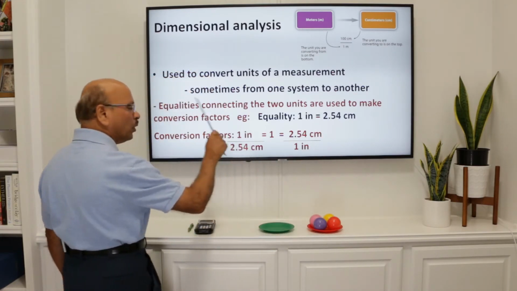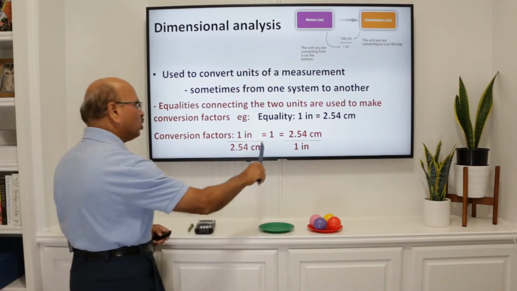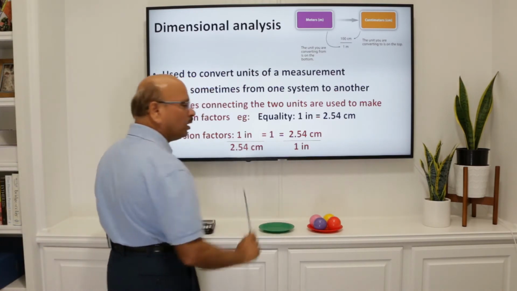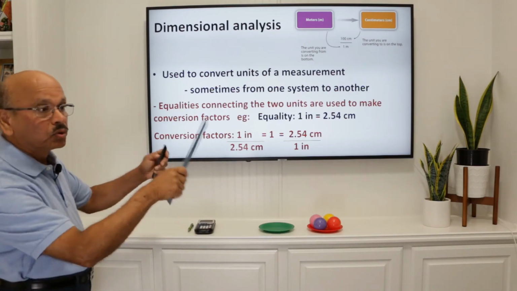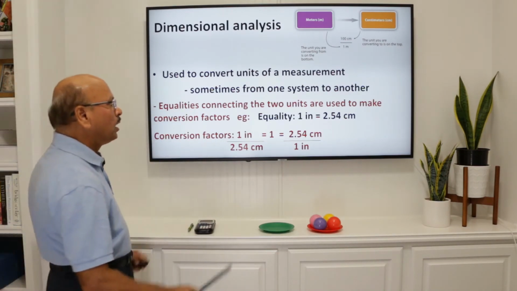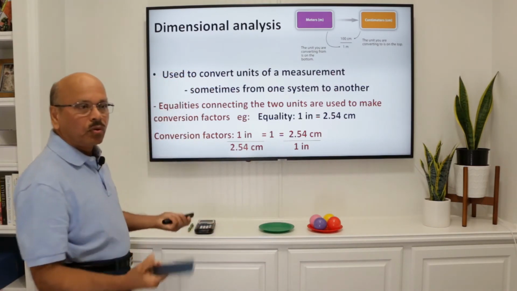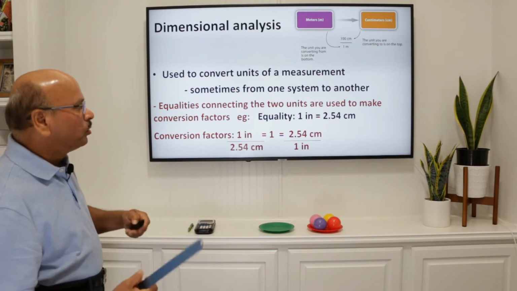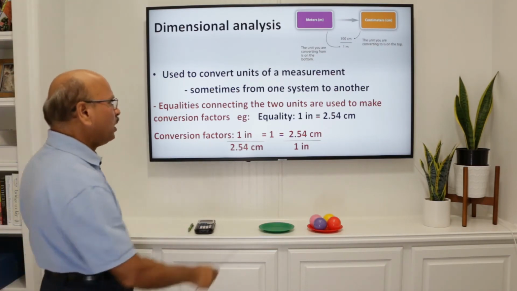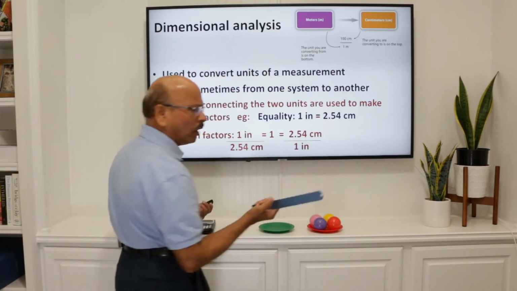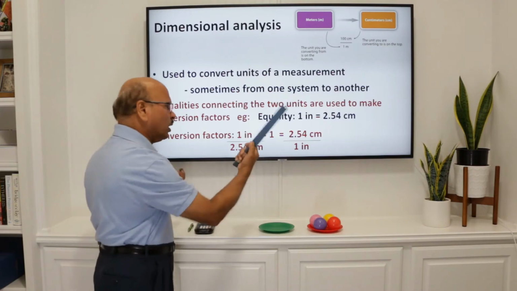That will actually make one conversion factor, or the inverse of that, 2.54 centimeter over 1 inch. These two are the conversion factors coming from that equality. So every equality can give you two conversion factors, and they can be used for converting one unit to another. Now, what's the secret of a conversion factor? Remember, these two values are equal. So if you just divide two equal values, the answer is going to be 1.